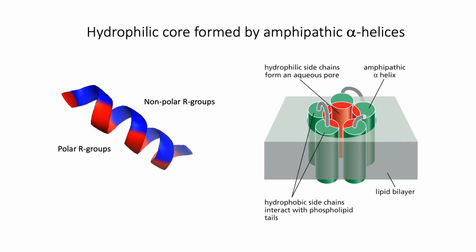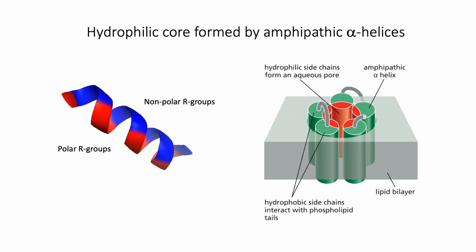So here it shows the hydrophilic core. So this would be an ion channel. Basically, it can also be the gap junction, because they're made in similar ways, because it forms a core that allows the passage of polar molecules through the membrane.